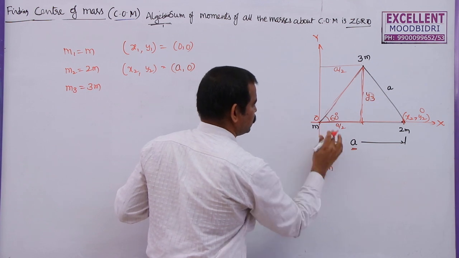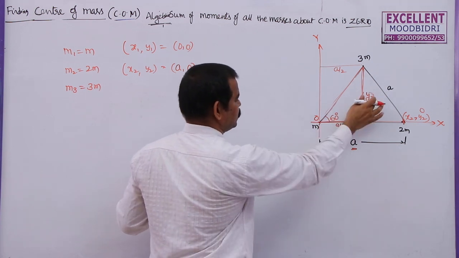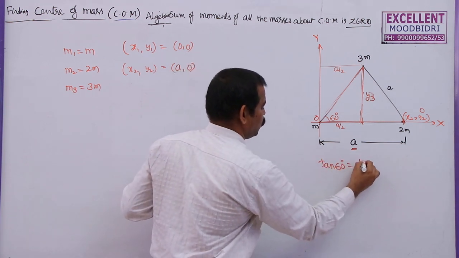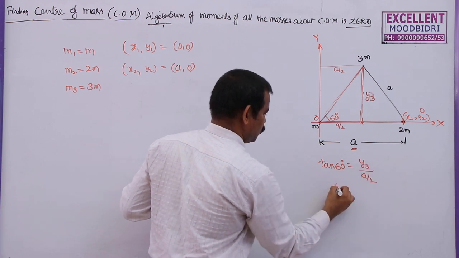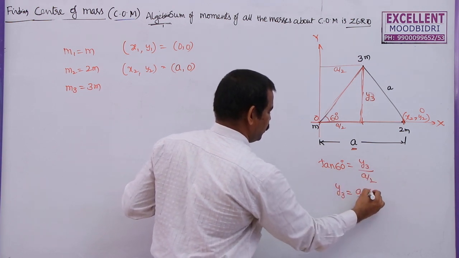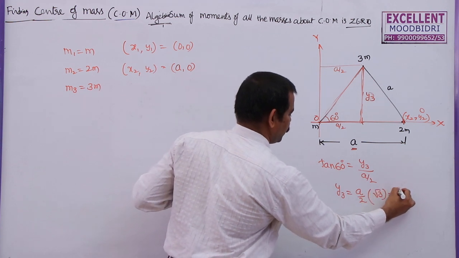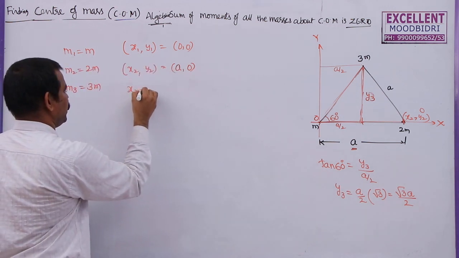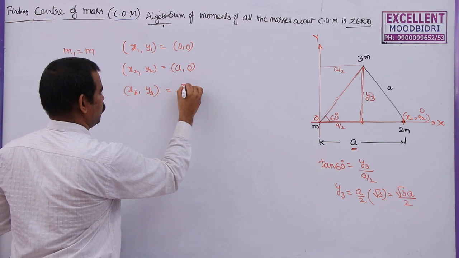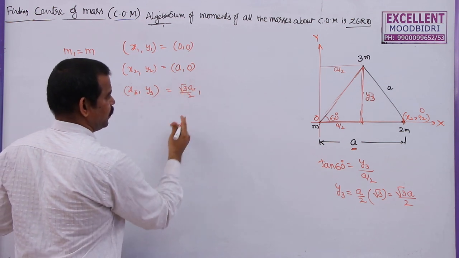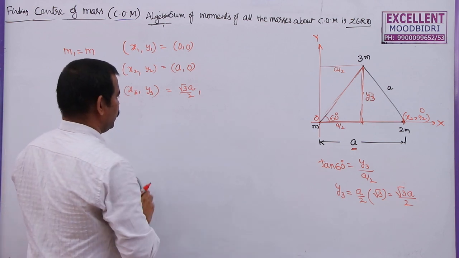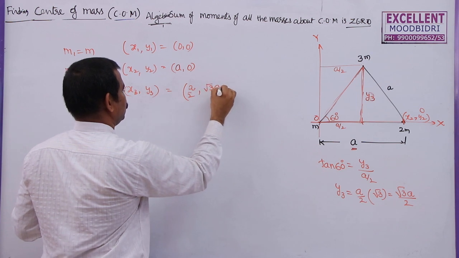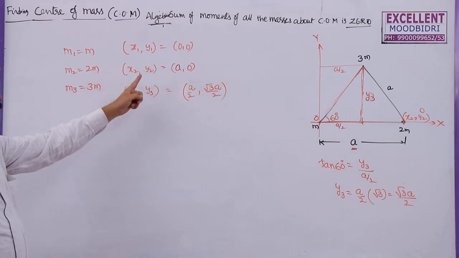So tan 60 is given by, because I need the opposite side, I know the adjacent side. So tan 60 is equal to y3 by a by 2. So y3 is equal to a by 2 into tan 60, root 3. So root 3 a by 2. So x3 comma y3 in this case is given by a by 2 comma root 3 a by 2, where root 3 a by 2 is the y coordinate. So I got x1, y1, x2, y2, x3, y3.